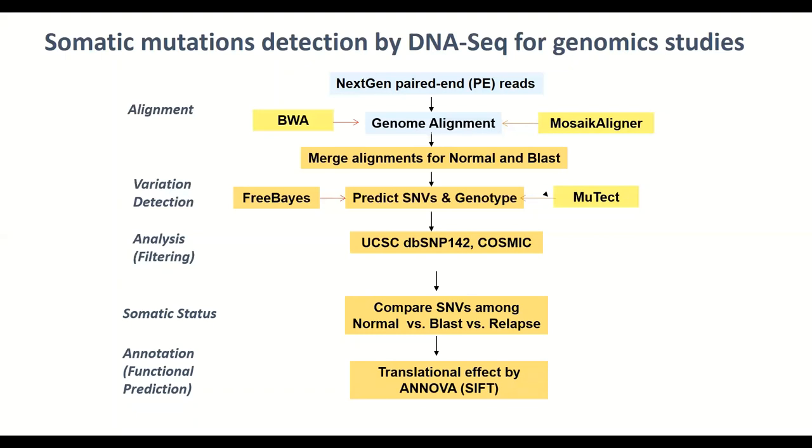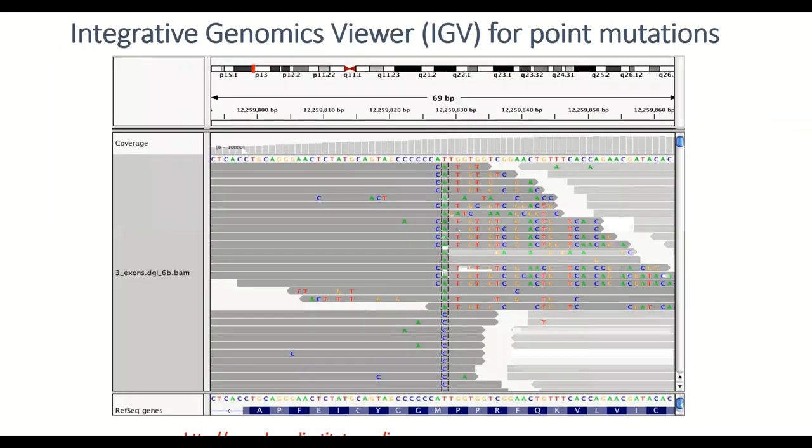Even if it's a somatic mutation, if it does not change the amino acid, it's a so-called synonymous mutation, and we do not care. We only care about mutations which change the amino acid, the nonsynonymous mutations. So the last step is the annotation step. This is just a brief flow chart to show how we detect somatic mutations for tumor samples with whole exome data or whole genome sequence data. And this is just an example.